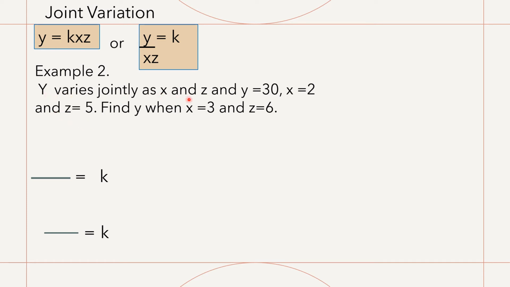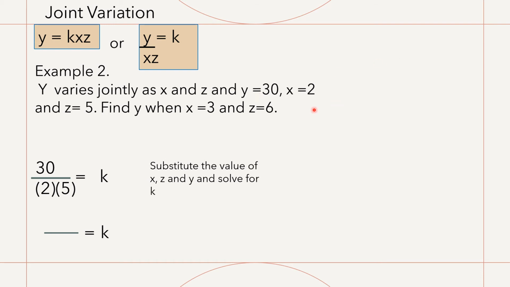So ngayon, ang first set ng given natin ay magagamit natin yon para ma-solve natin yung k. Ito ang gagamitin nating formula. Y is equal to 30, and that is 30 over 2 times 5. X is 2, z is 5. So 2 times 5, that is 10. So 30 divided by 10 is equal to 3. That is the value of k.